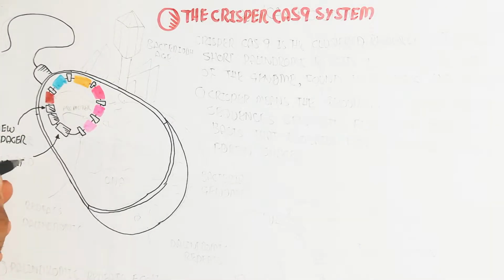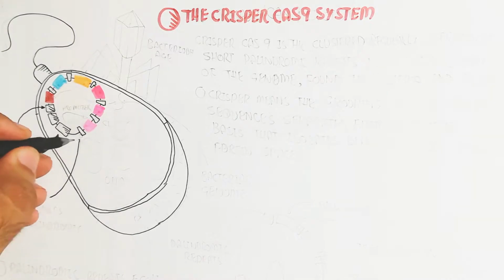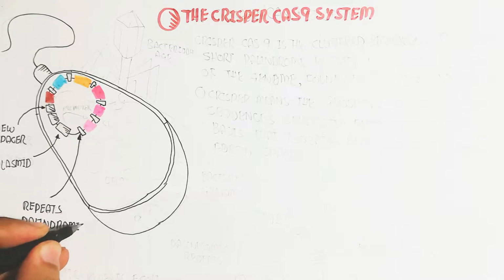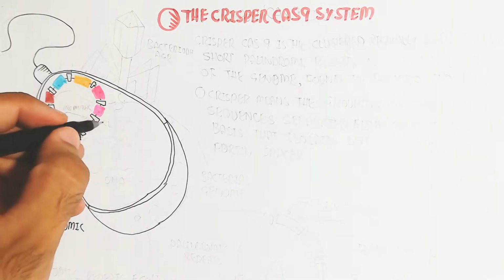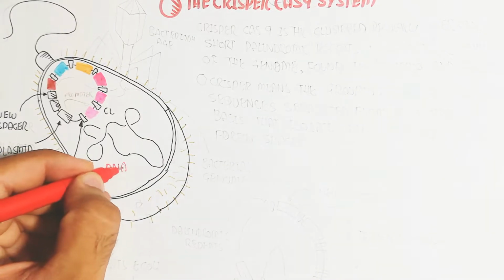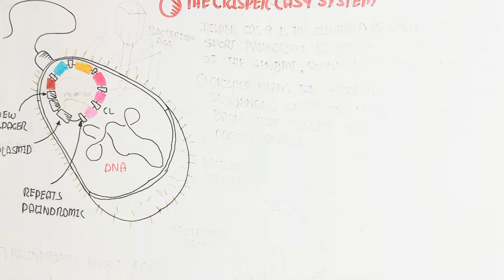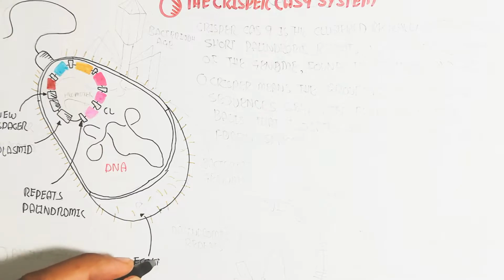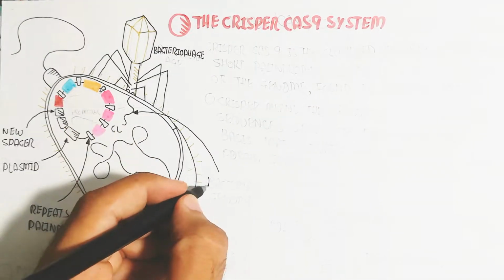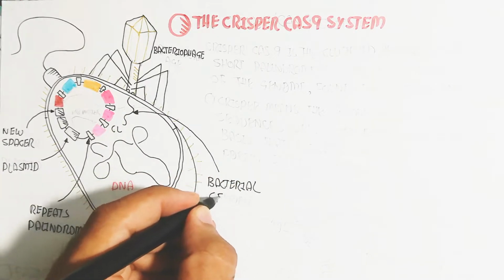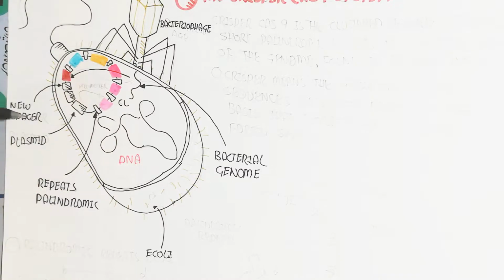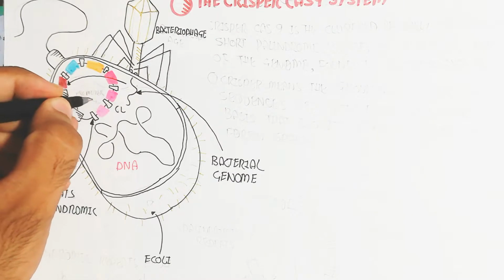here the new spacer can bind with the repeat. So the palindromic repeat, this is the repeat palindromic, we will also learn, and this is the plasmid of the bacteria, and this is the DNA in the form of chromosome, you can say. And this is the E. coli bacteria. So this is the bacterial genome. This is not bacterial genome, this is the bacteriophage genome. So remember, this is wrong thing.